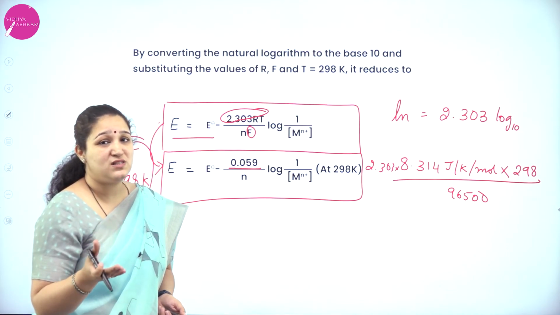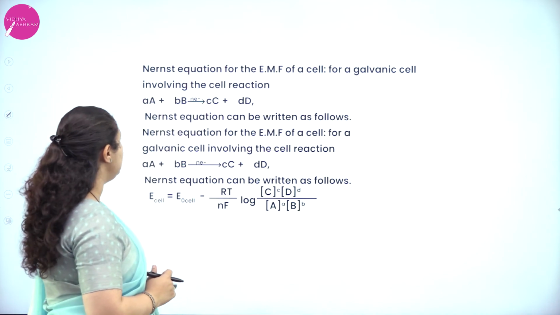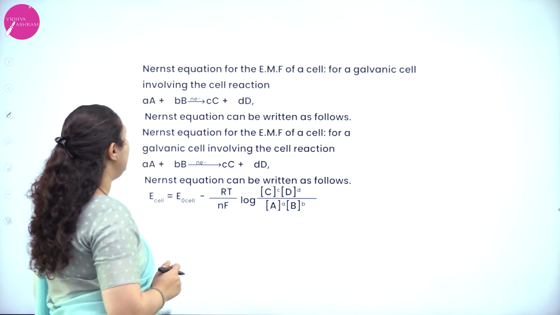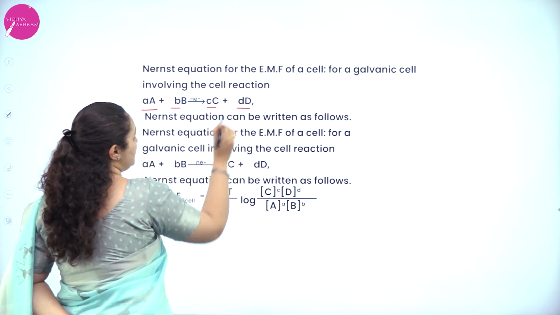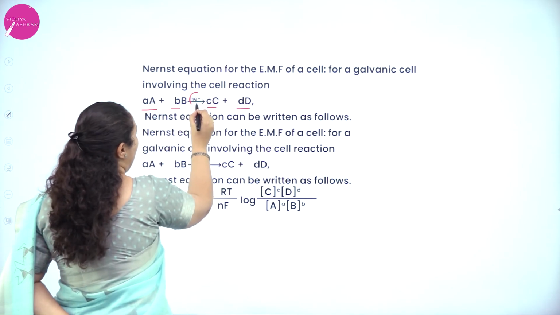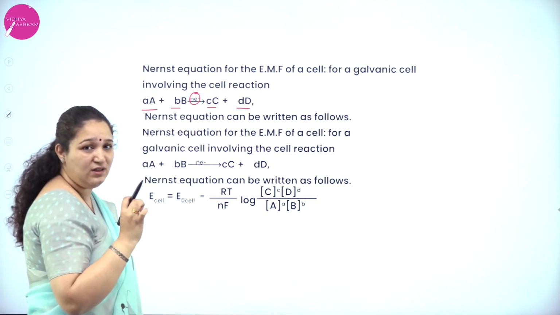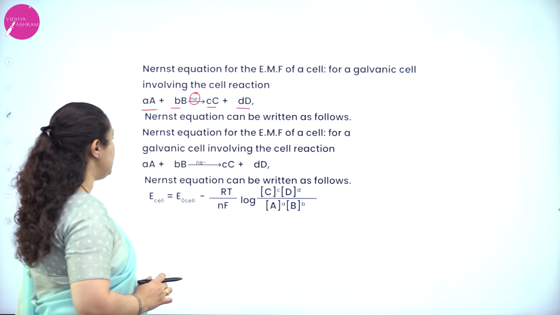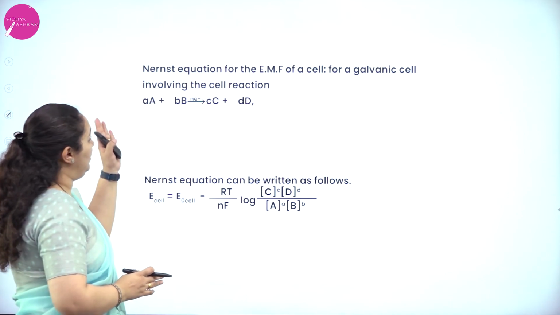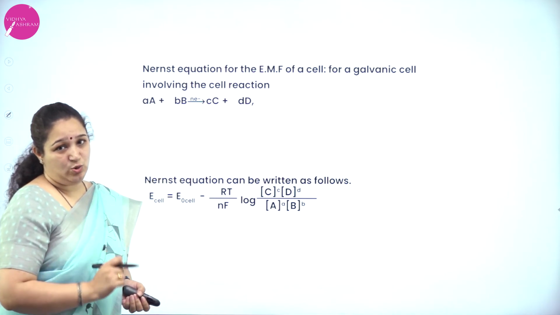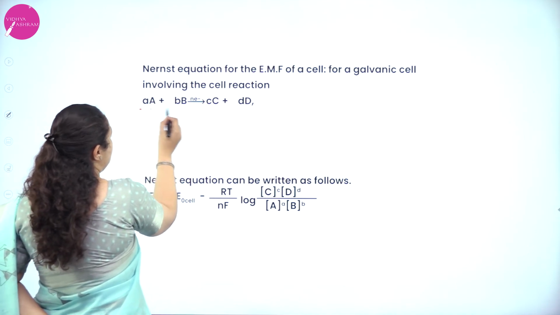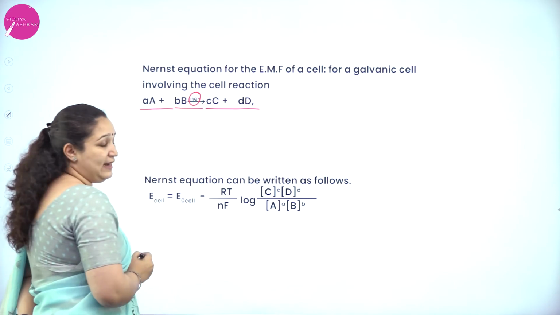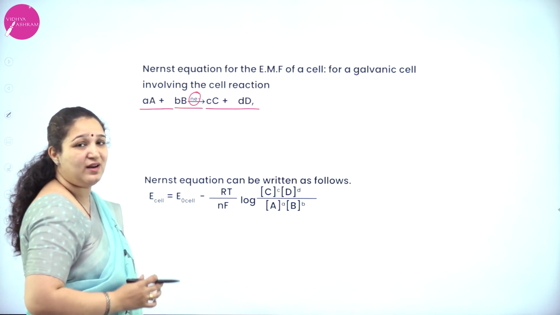Now this is for a single electrode. What about the Nernst equation for the cell? That is, the Nernst equation for the EMF of the cell, how to get it? For a galvanic cell, for example, this is the reaction which is taking place, and there are n electrons involved in the reaction.